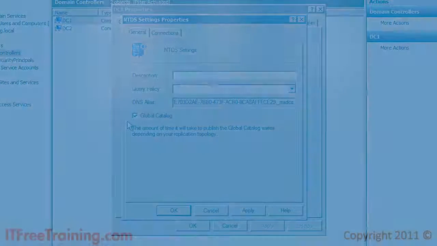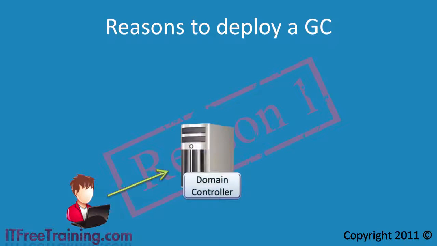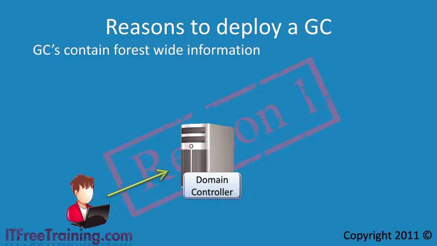Let's have a look at some of the reasons why you would deploy Global Catalog servers in certain locations. Global Catalogs are used when a user first logs on. You would think a normal domain controller would have all the information to log a user on, but this is not correct. Domain controllers do not contain forest-wide information. The most notably missing piece of information is universal groups. Groups and universal groups are covered in more detail later in the course, so I will only go into a little detail about them in this video.